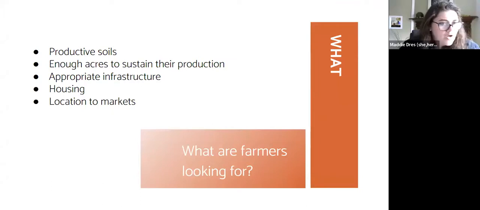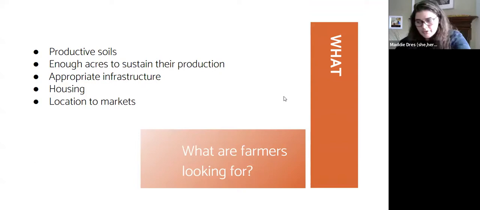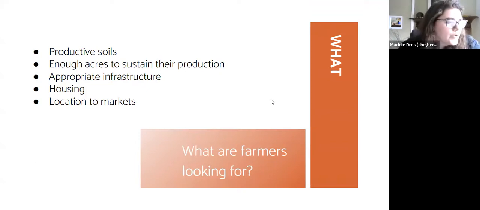Yeah, so I saw in the chat that quite a few of you are non-farming landowners. For the farming landowners, you might have more of an idea of what it is that farmers are looking for, but we're going to go into this a little bit. So what are farmers looking for? For one, productive soils. They need good soils to grow pasture land or to grow their crops. So knowing what soils you have on your property is a really important first step.